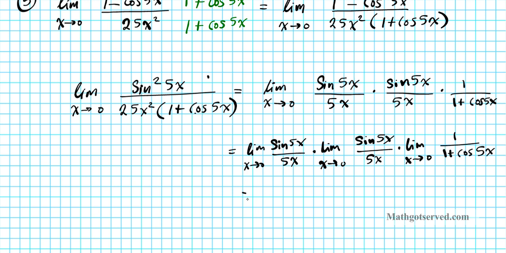Okay? All right, so this limit is 1, this other limit times 1. And then in this case, I can just plug in 0 for the x here. So it's going to be 1 over 1 plus cosine 0, because 5 times 0 is 0, right? Cosine 0 is 1. So it's going to be 1 over 1 plus 1, which is 1/2. All right? So there goes your final answer.